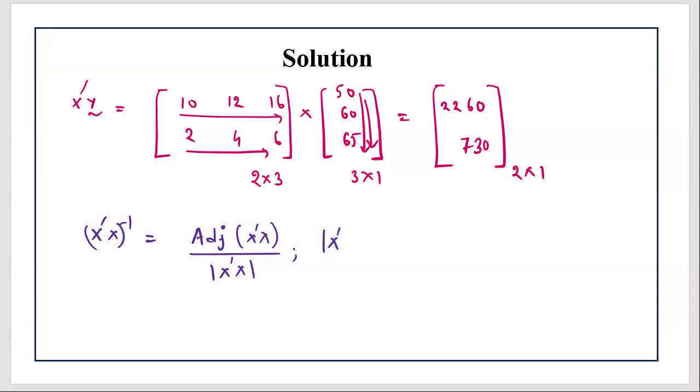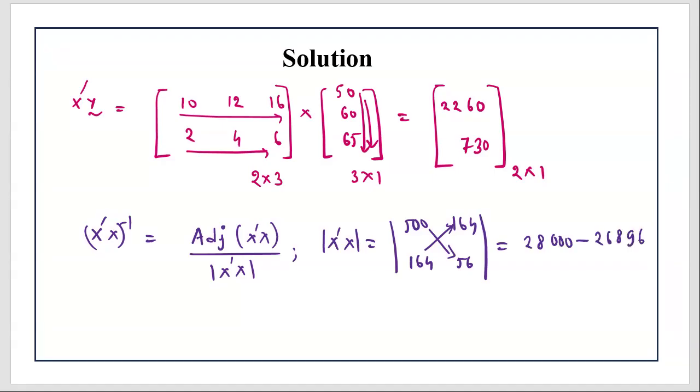Now the determinant of this matrix will be simply 500, 164, and 164, 56. If you take the determinant, it is simply this minus this into this, minus this into this. If you do this, it will come out to be 28000 minus 26896. You can do the calculation in your free time. 1104. This will be the determinant.